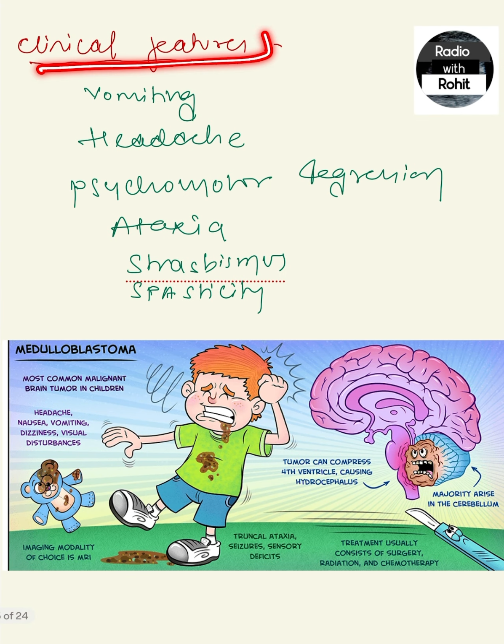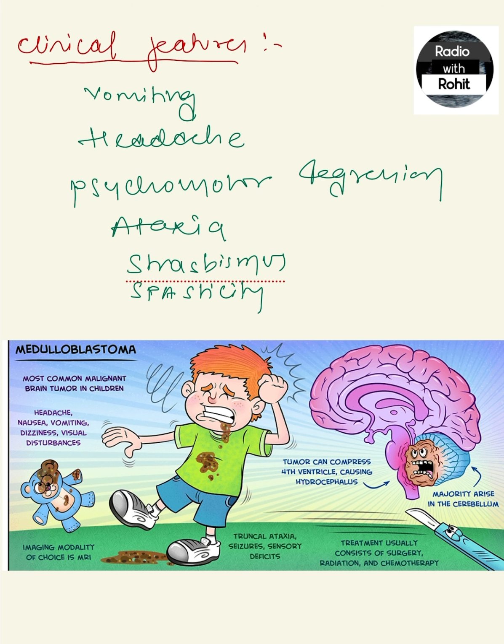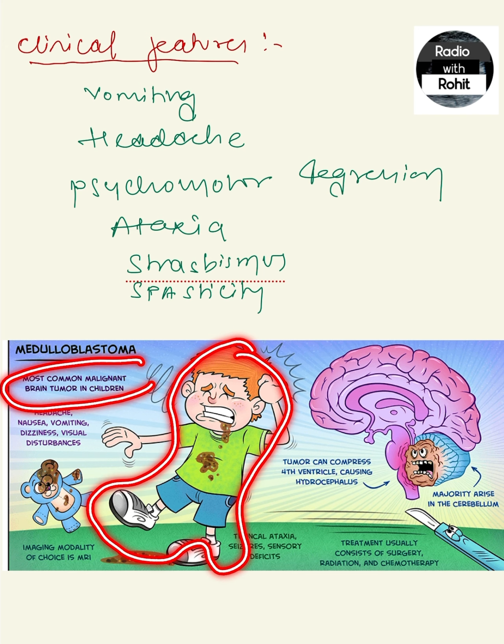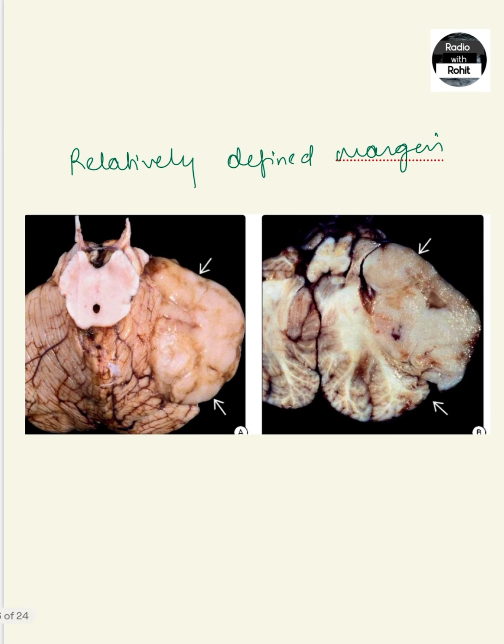So clinical features: the patient will come with vomiting, headache, psychomotor regression, ataxia, strabismus, or spasticity. So this is our child, 10 years old, who came with the most common malignant brain tumor, with headache, nausea, vomiting, dizziness, visual disturbances. The tumor can compress the fourth ventricle. If it compresses the fourth ventricle, it will lead to hydrocephalus, and the majority arise in the cerebellum.